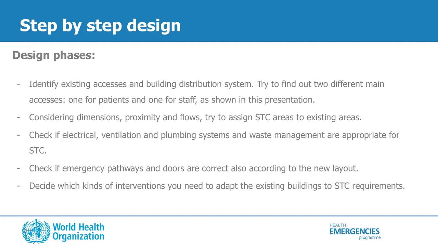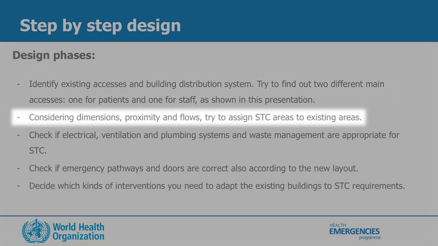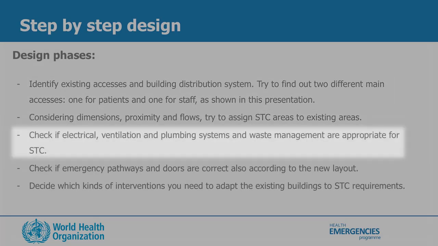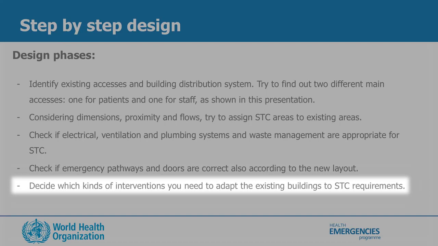Here is a summary in 5 steps. Identify existing access and building distribution system. Try to find 2 different main accesses, one for the patients and one for the staff, considering the dimension, proximity and flow. Check if electrical, ventilation and plumbing systems and waste management are appropriate for a SARI treatment center. Check if the emergency pathway and doors are correct also according to the new layout, and decide which kind of intervention you need to adapt the existing building to SARI treatment center requirements.